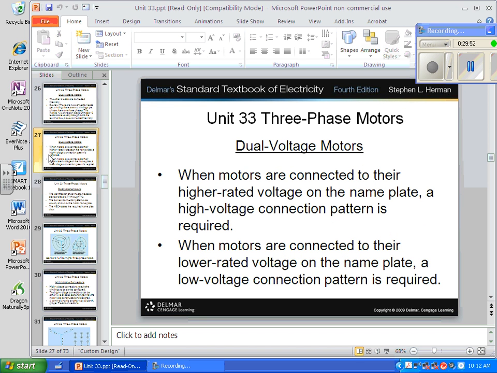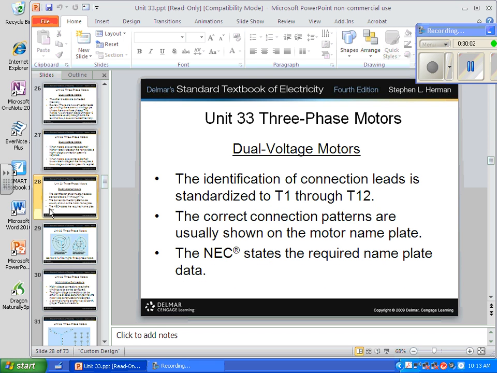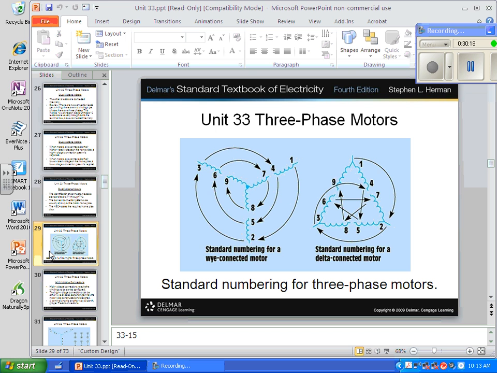Okay, dual voltage motors. When a motor is connected to its higher rated voltage, the windings are connected in series. When they're connected to their low voltage, they're connected in parallel. That way we have the same voltage going across each winding every time, no matter what. T1 through 12 is standardized. Correct connection patterns are usually shown on the motor nameplate, and they look a lot like this.